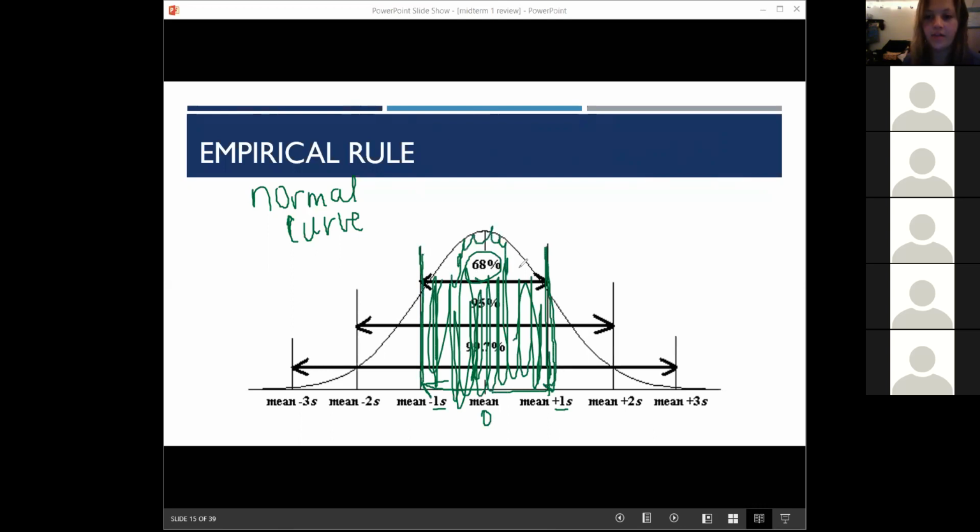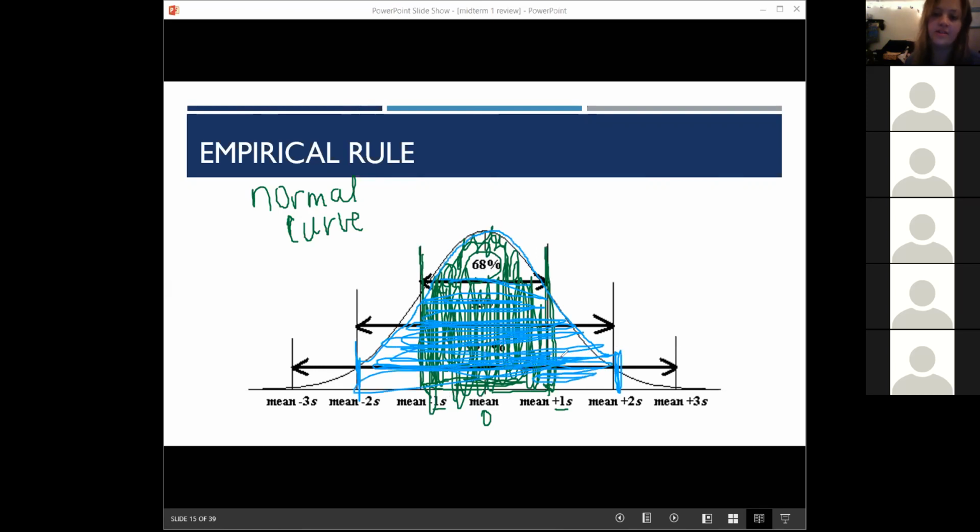So this shaded part that I just shaded is going to be 68% of our data that lies at or between plus or minus 1 standard deviation. Okay, so that's the main idea there. And then if you were to go for plus or minus 2 standard deviations, it's talking about this entire thing. So including that 68%, all of this is going to be 95%. So hopefully you get that idea.